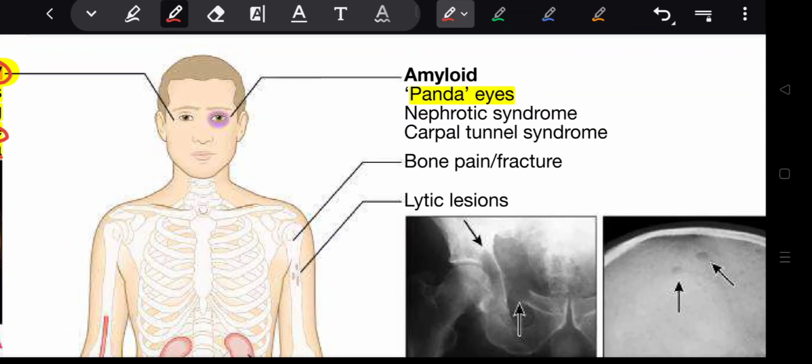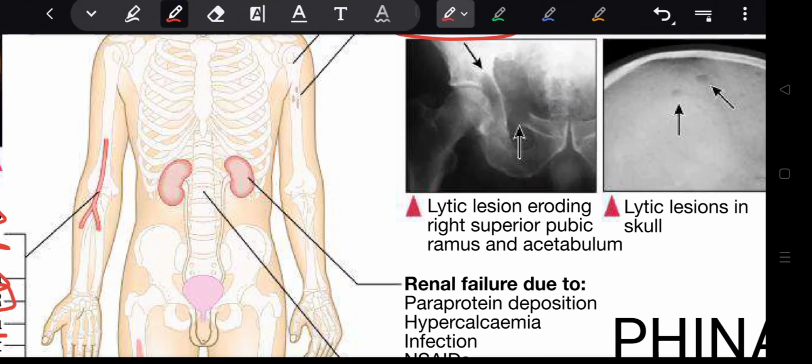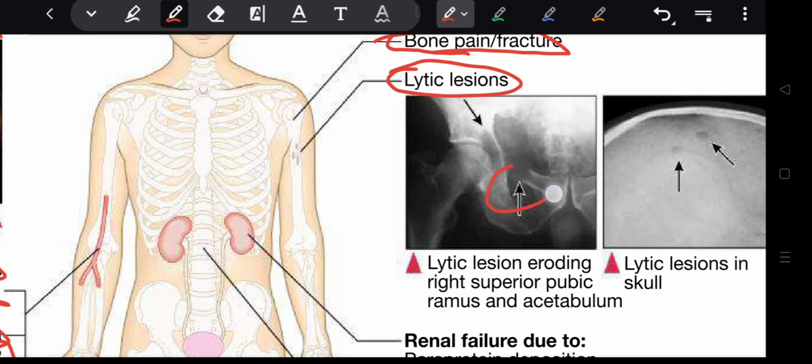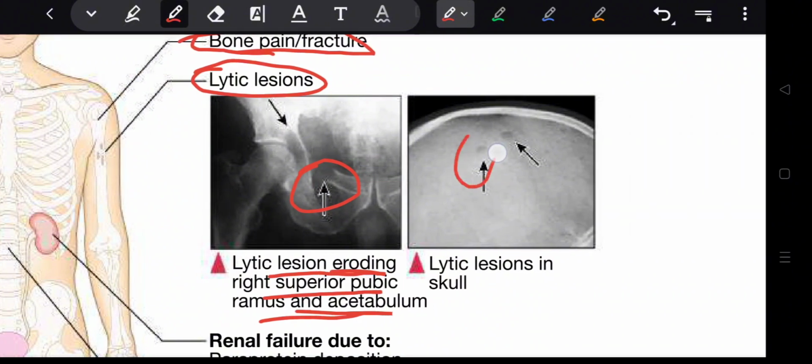As it's chronic, it produces amyloid, causing panda eyes, nephrotic syndrome, carpal tunnel syndrome. As osteolysis occurs, there is bone pain, fracture, lytic lesions, eroding the right superior pubic ramus and acetabulum. In the skull, these black regions are lytic lesions.